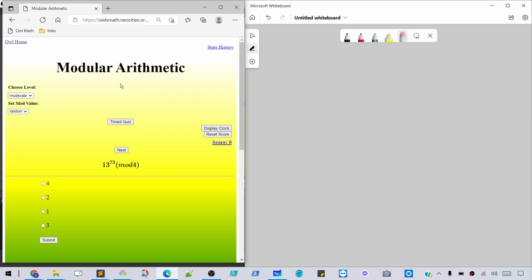Modular arithmetic. So what we can do is let's just do a bunch of problems, and as we go through it, I can maybe kind of go over a few things.